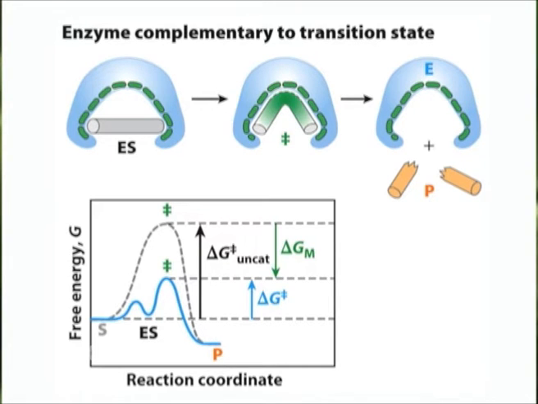Such strain promotes many organic reactions. The more tightly an enzyme binds its reaction's transition state relative to the substrate, the greater is the rate of the catalyzed reaction relative to that of the uncatalyzed reaction. That is, catalysis results from the preferential binding and therefore the stabilization of the transition state relative to the substrate.